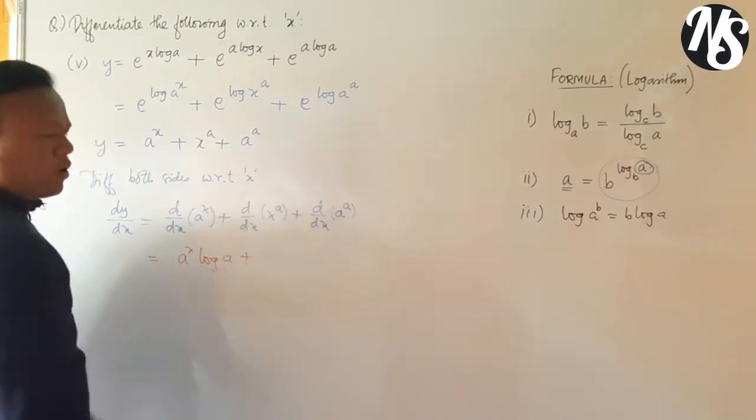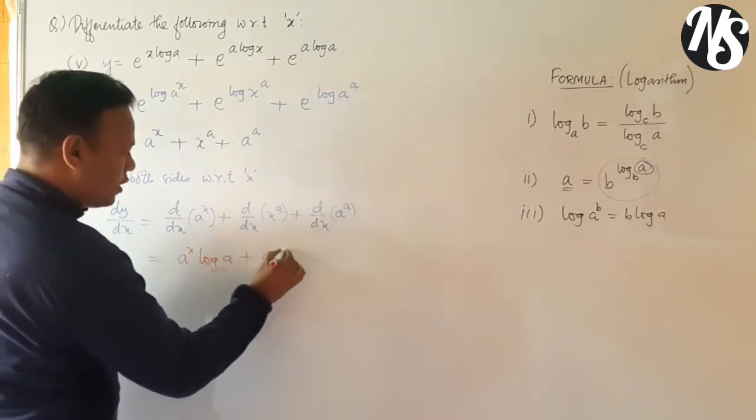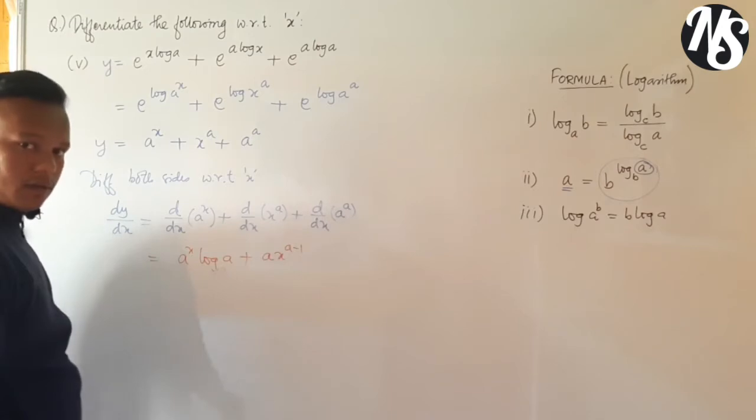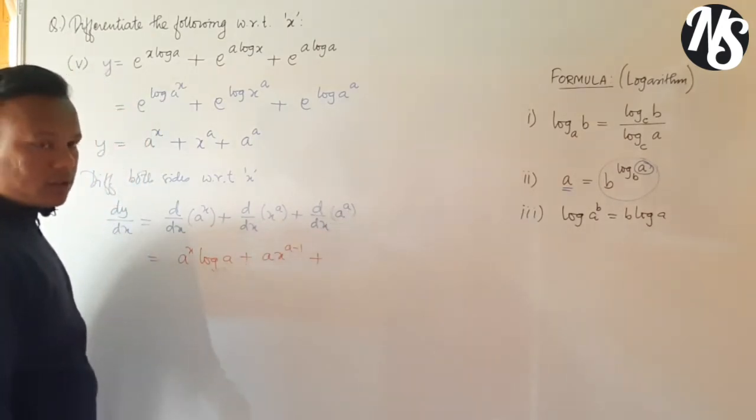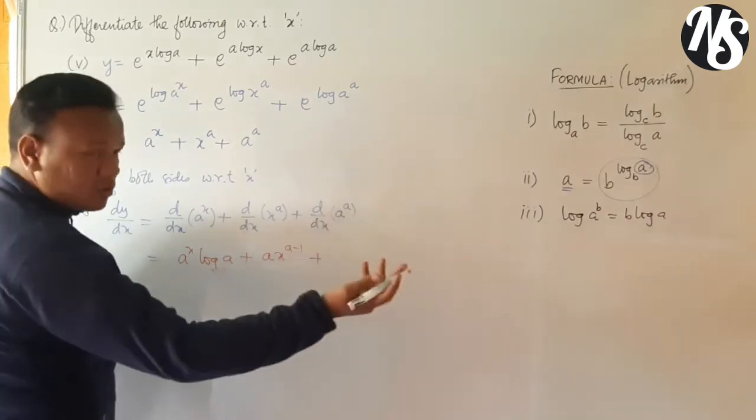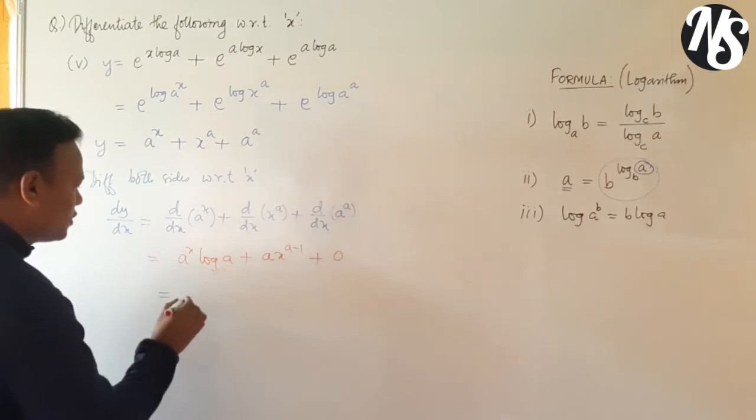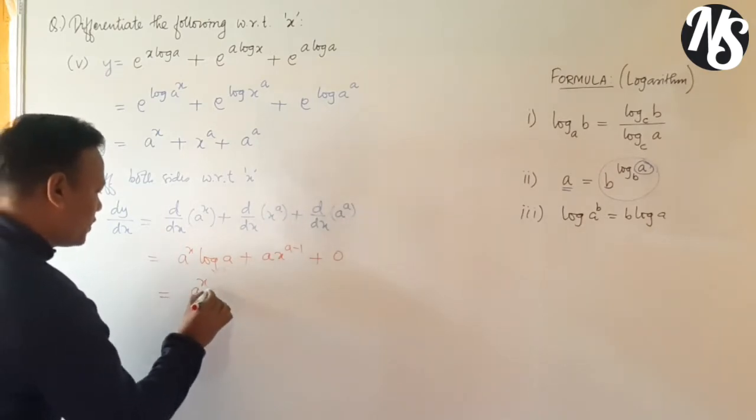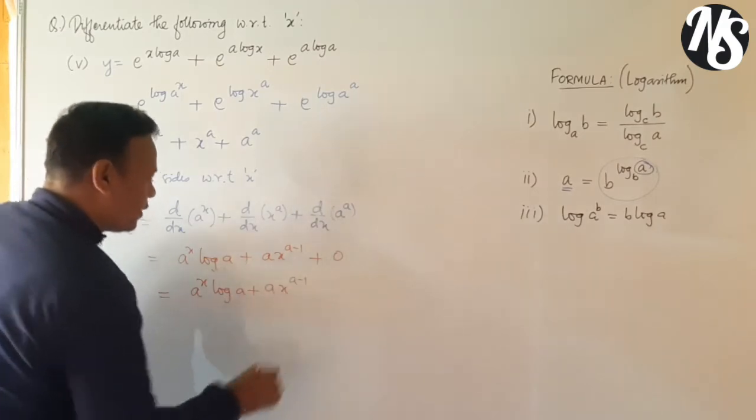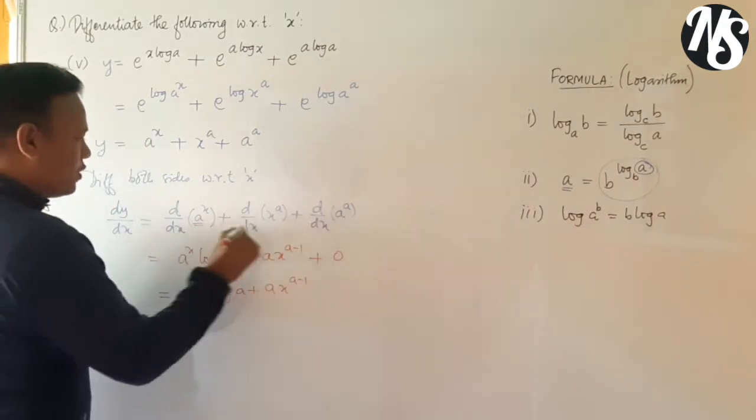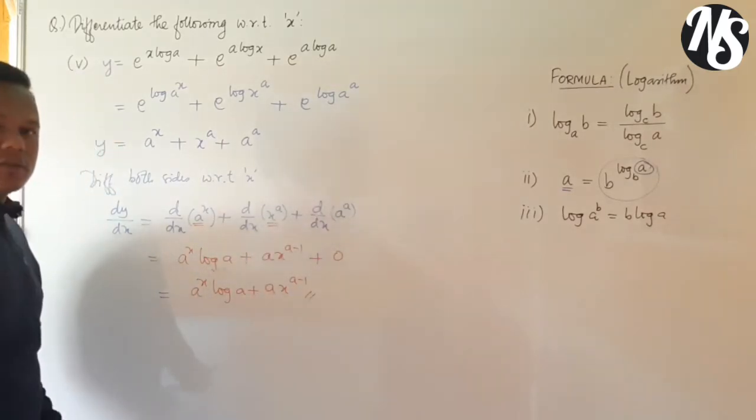Okay, so this is x to the power a actually, right? So that's why this can be written as a x to the power a minus 1. Plus, now a to the power a is a constant, so the differentiation of a to the power a will be 0. So what is your answer here? Your answer turns out to be a to the power x log a plus a x to the power a minus 1. Please do not get confused with this and this. So you may pause the video and note it down.